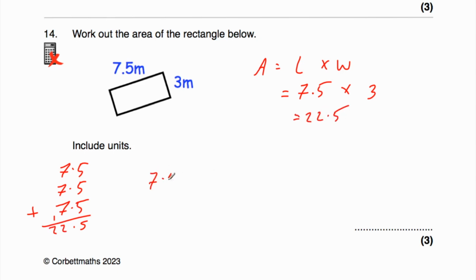Alternatively, you could do 7.5 times 3. This is how I would do it, and line up the decimal points. So 3 times 5 is 15, put our 5 down, carry a 1. And 3 times 7 is 21, plus 1 is 22. So the area would be 22.5. And also we need to include our units, so we're dealing with meters here, so the answer would be meters squared. So the answer would be 22.5 meters squared.